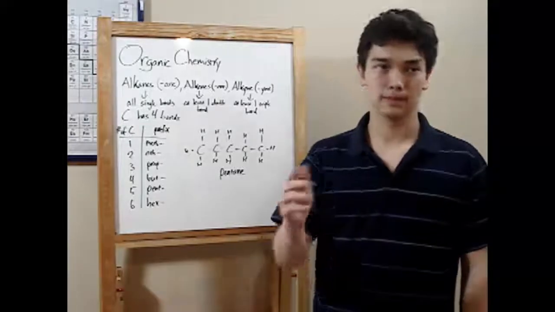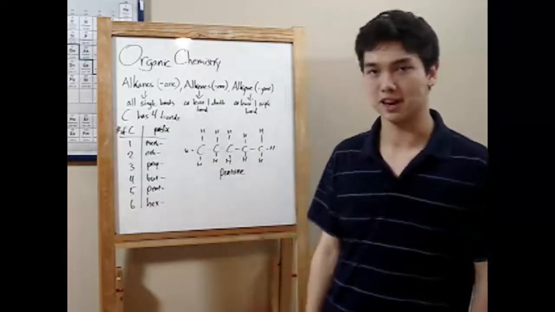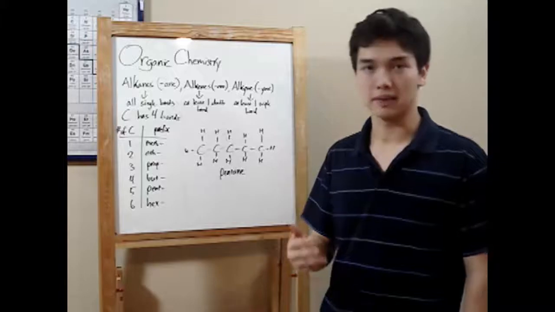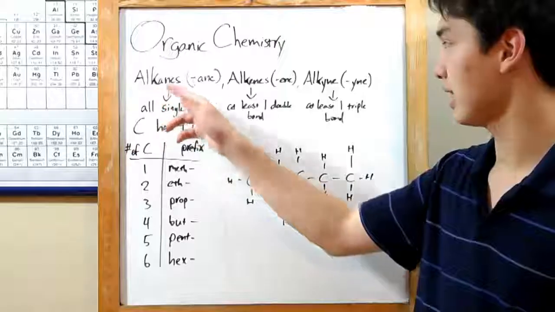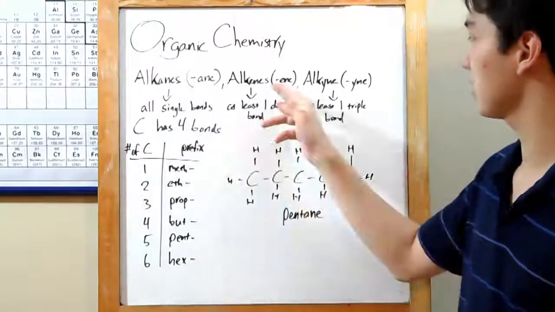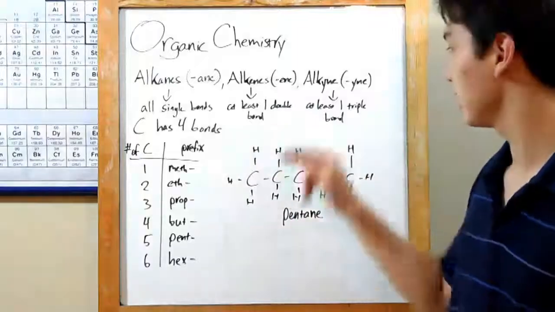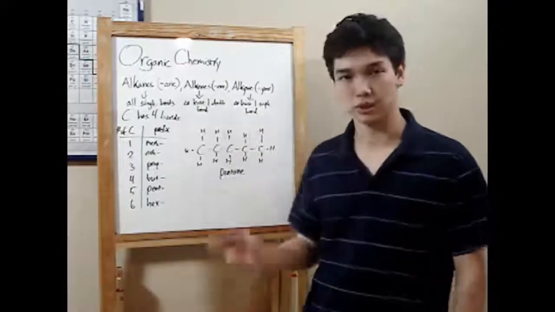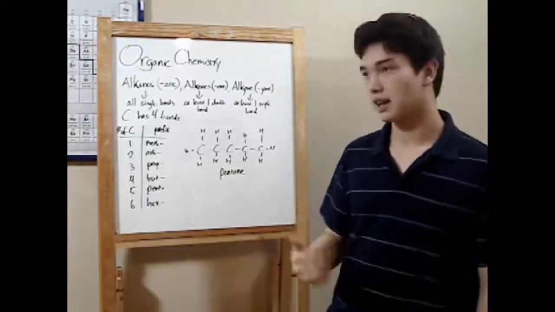Where can you find it? Look in the mirror. You're made up mostly of carbon compounds. So let's go into the main types of carbon compounds. Alkanes, which have only single bonds, alkenes, which have at least one double bond, and alkynes, which have at least one triple bond.